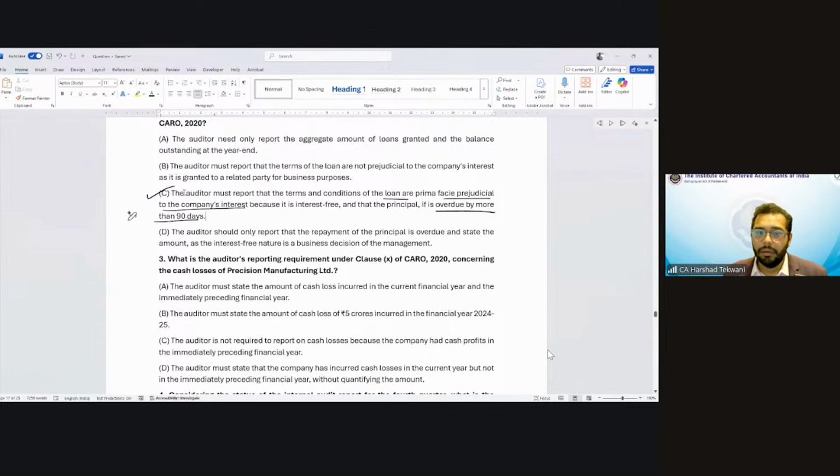See, why will option B not be there? Because they are talking about business purpose. Business purpose is not correct. The loan is not given interest-free because of business purpose. Number two, the aggregate amount is not the only thing to be reported because it is prejudicial to the interest of the company. Point D, only reporting that repayment of principal is overdue, is not correct. The interest-free nature being a business decision is incorrect. So point C will be correct because it says prejudicial to the interest, and if the principal amount is overdue by more than 90 days. If it is not, then you do not report.